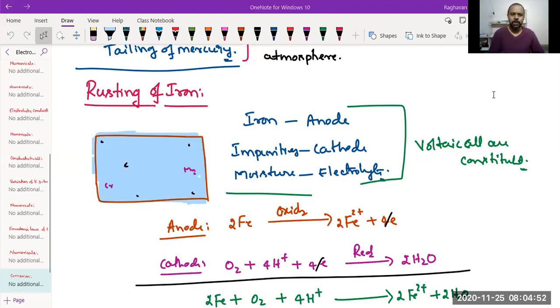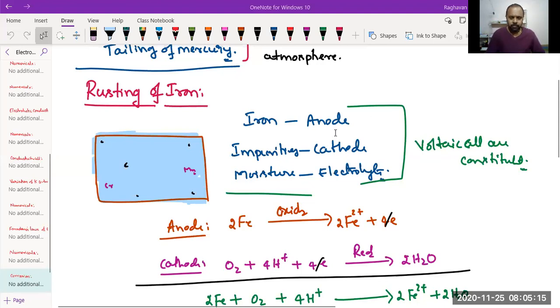Iron is used in construction. Iron is used in automobiles. Iron is used extensively everywhere, right? So iron is one of the most versatile elements, which is most significant for us. So be it construction or automobiles, when it is exposed for a long time in the atmospheric condition, rusting starts.